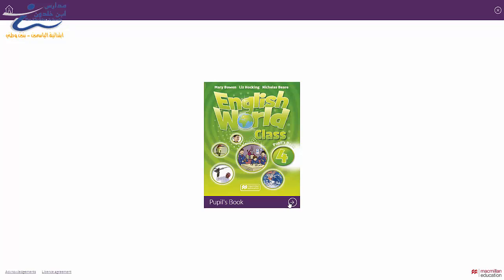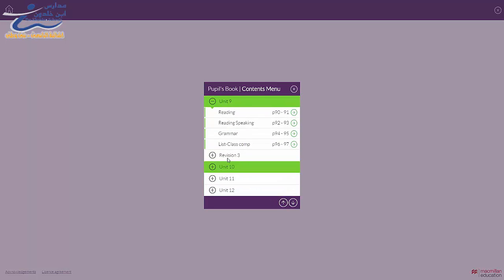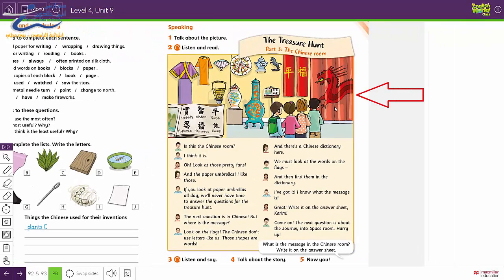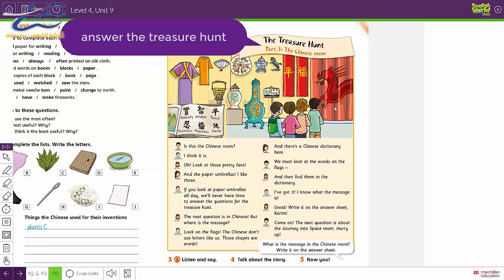I'd like you now to open your pupil's book on page 93. Yes, this one. Look at the picture. What can you see? You remember this family? Where were they? Yes, they were in the museum. What are they trying to do? They are trying to answer the treasure hunt. You remember the treasure hunt?